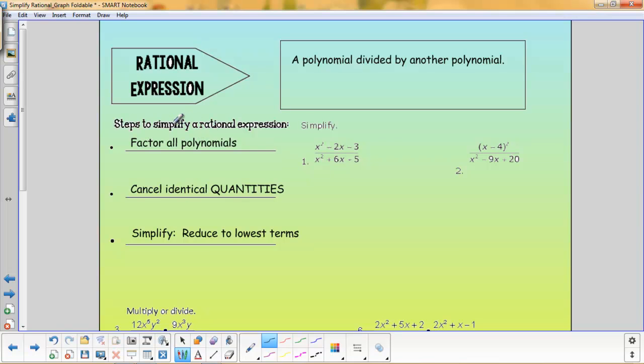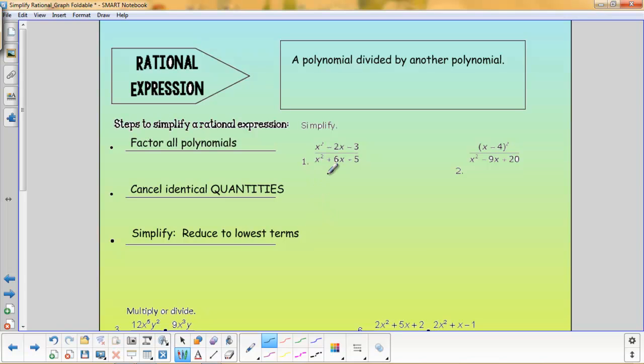When multiplying and dividing, you're going to follow these steps here. When we get to addition and subtraction later, there will be a different set of steps that we follow, but these are the ones that you're going to use primarily for multiplying and dividing. The first thing you're going to do is factor all polynomials. The second thing you're going to do is cancel identical quantities. Not identical numbers, identical quantities. And number 3, you're going to simplify by reducing to lowest terms. Now the first thing you're going to want to remember is that each one of the problems that we give you is simplifiable.